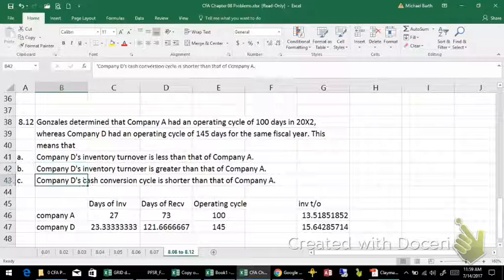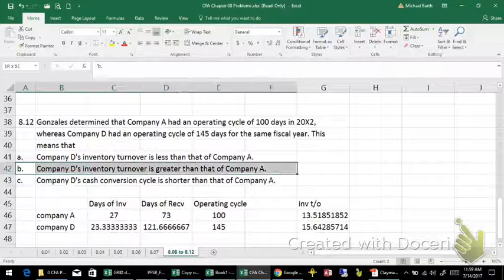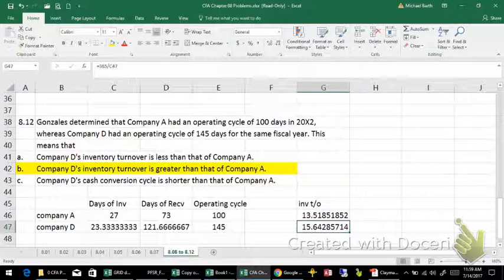And then the cash conversion, the question C asks about the cash conversion cycle being shorter. Since we don't know anything about the days of payables, we can't say. But what I can say is that since I've calculated the inventory turnover, if the days of inventory is shorter, that means it sits on the shelf shorter. It means that you sell it that many more times during the year, and that's what the turnover is.